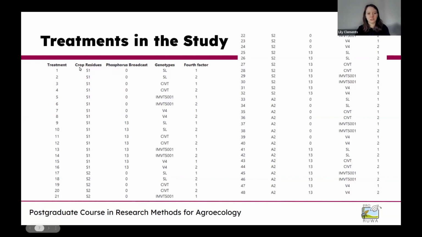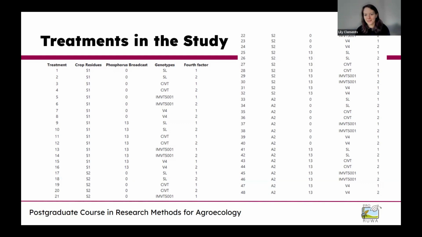We have our crop residues, where we have our 3 different types, S1, S2, and A2. We have our phosphorus broadcast of 2 levels, 0 and 13. We have our 4 different genotypes: SL, CIVT, IMVT 5001, and V4. And then we have our 4th factor, which was always 2 levels, but the specifics of what those 2 levels were changed each year, so we've just called them 1 and 2. Overall, that's given us 48 treatment combinations.